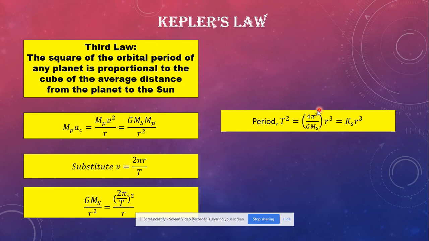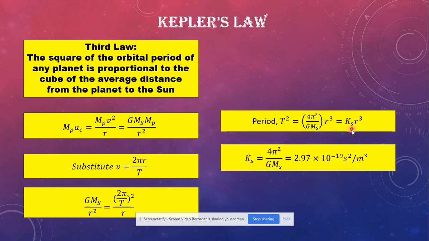Now, this expression, which is 4 pi squared over G times the mass of the sun, is also known as Ks. Ks is the Kepler's constant, and the value of this constant is equal to 2.97 times 10 to the power of negative 19 second square over meter cube. So this is Kepler's law and this is gravitation.